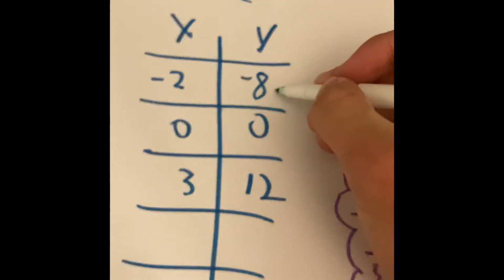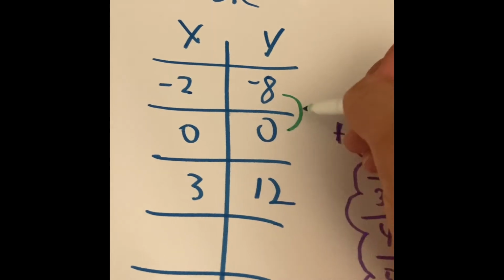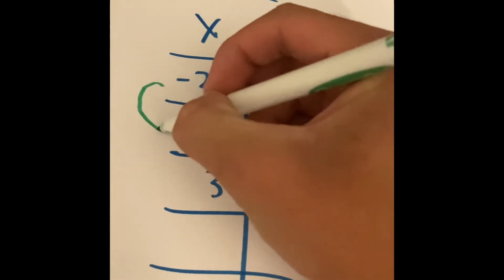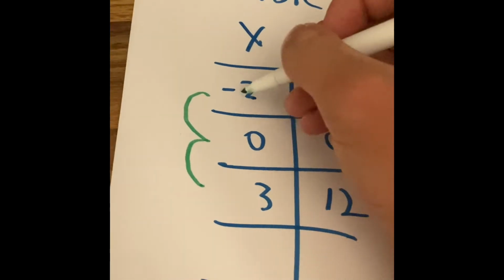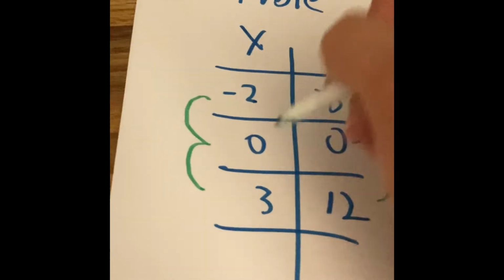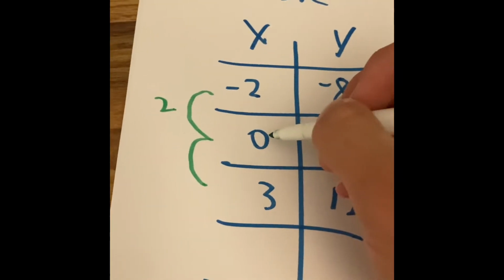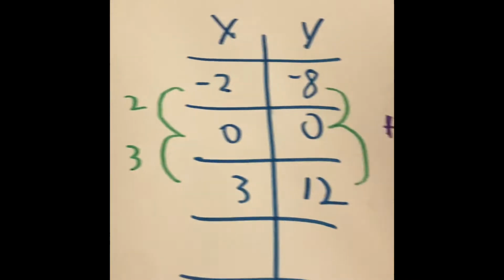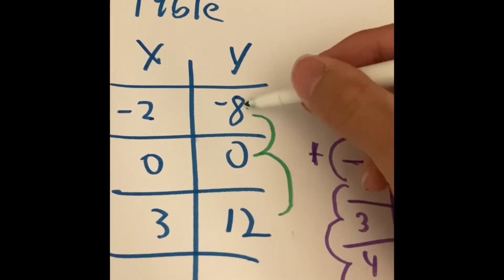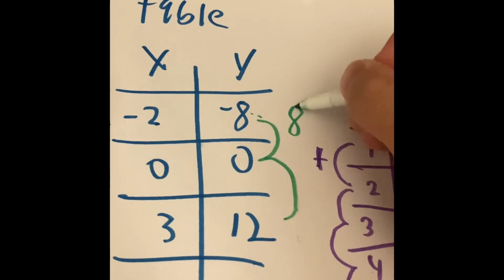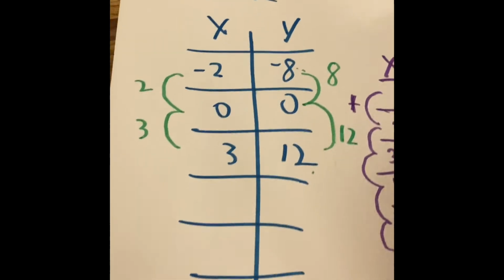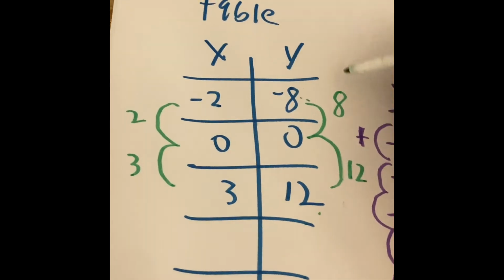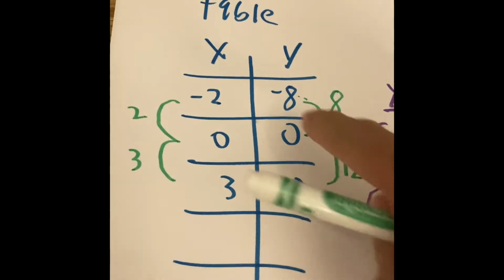So what we want to do with that formula is find the distance from here to there, or the difference, and the difference from here to here, and from here to there, and from 0 to 12. The distance or the difference from -2 to 0 is 2, and the difference from 0 to 3 is 3. The difference from -8 to 0 is 8, and the distance from 0 to 12 is 12. So we have found the distances and the differences between each number in a row.